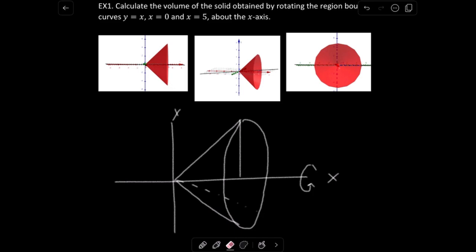So the first thing to identify is, are we rotating it about a line x is equal to k or about a line y is equal to k? So we are rotating it about the x-axis, so we are rotating it about y is equal to 0. This is case 1. It means I must integrate with respect to x. So I'm going to be using dx. My cross-sectional area is going to be in terms of x.